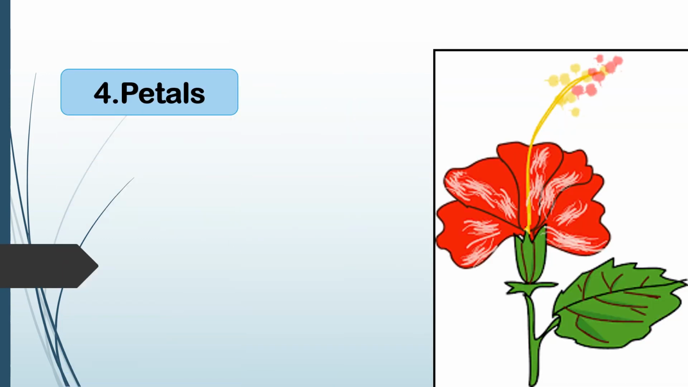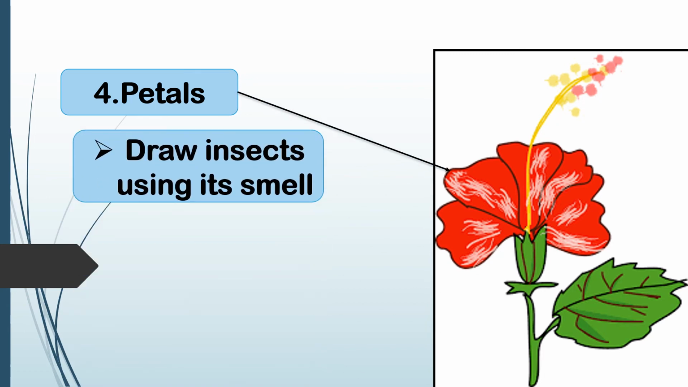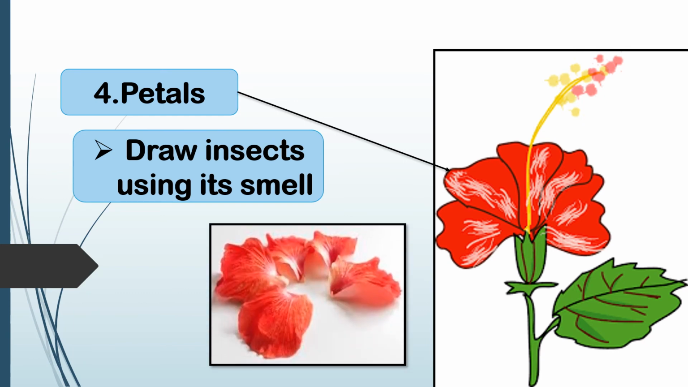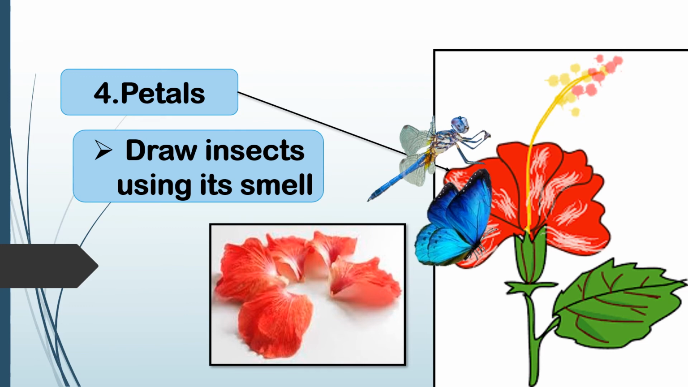Another part of the flower are the petals. These are the petals of the flower. They draw insects using its smell. Because flowers smell good or have a good odor. So insects like dragonflies, butterflies, and ladybugs go to the petals of the flower because it smells good.